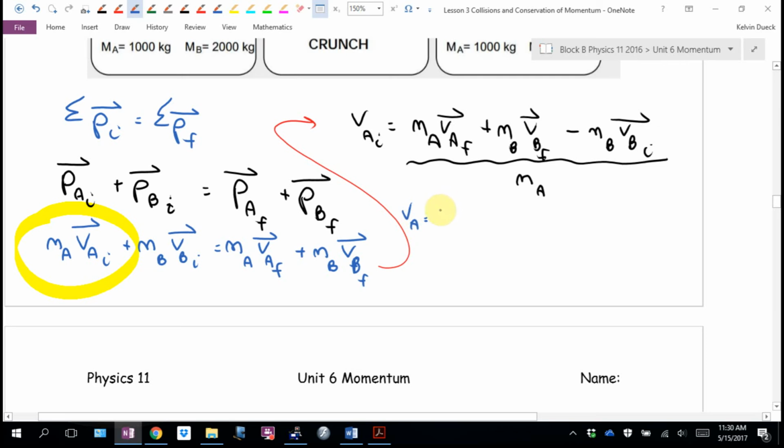Mass of A was 1,000. What's the final velocity of mass A? I've scrolled down. 2 meters per second to the left. So 2 or negative 2? Negative 2. Plus mass B is 2,000. What was the final velocity of mass B? 4. Positive or negative? Positive. And then minus mass B, which is 2,000. What was the initial velocity of mass B? Negative 3, to the left? Yeah.